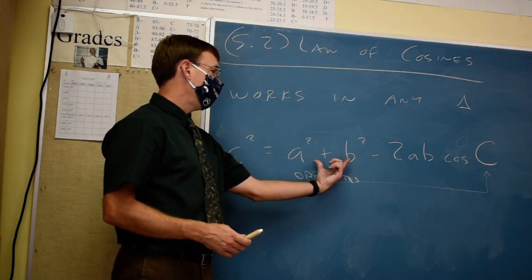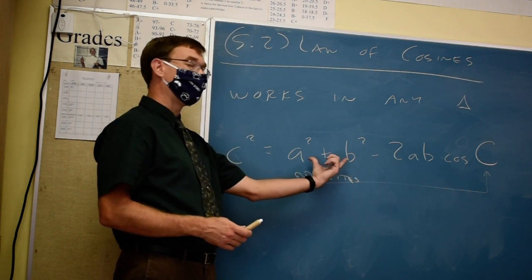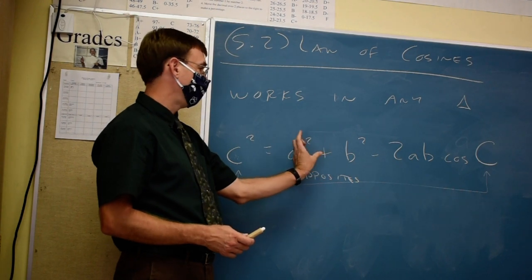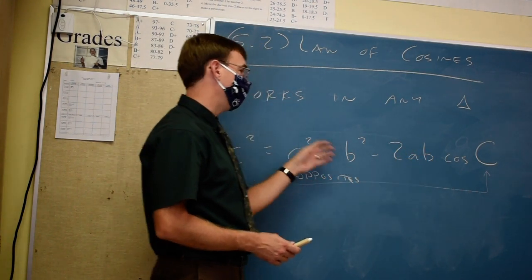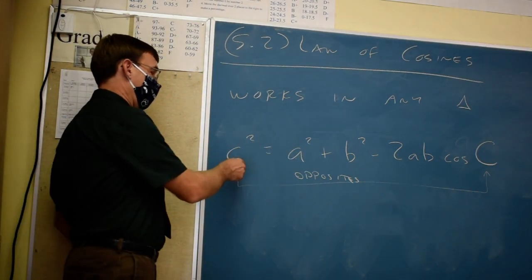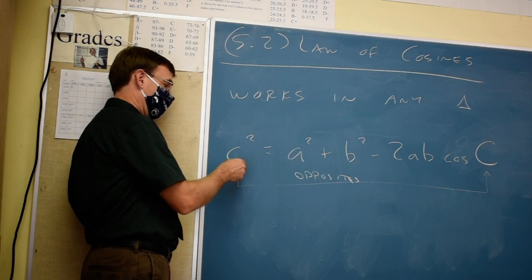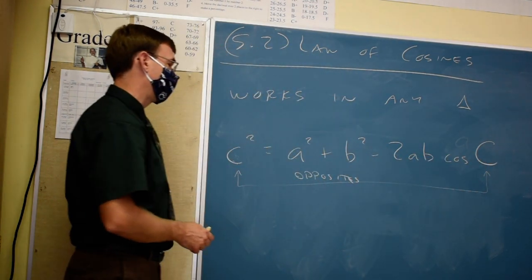Does it matter who's A and who's B? No, because adding can happen in any order, and multiplying can happen in any order. So who you name A and who you name B does not matter at all. But it does matter that the side c that's opposite the angle C live on opposite ends of this picture.